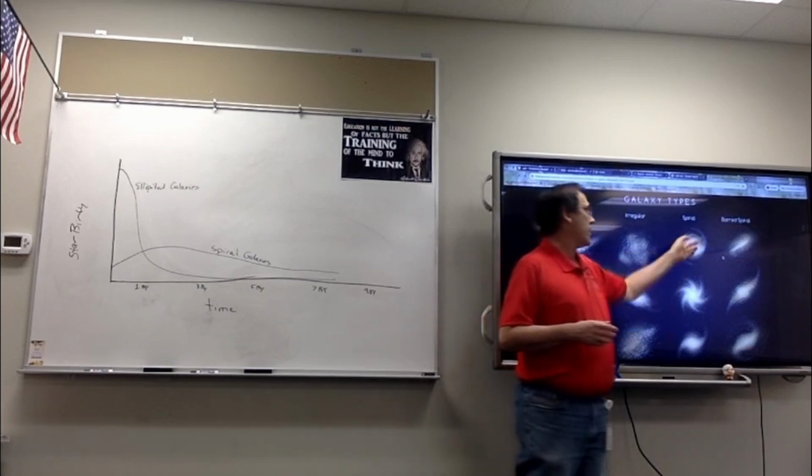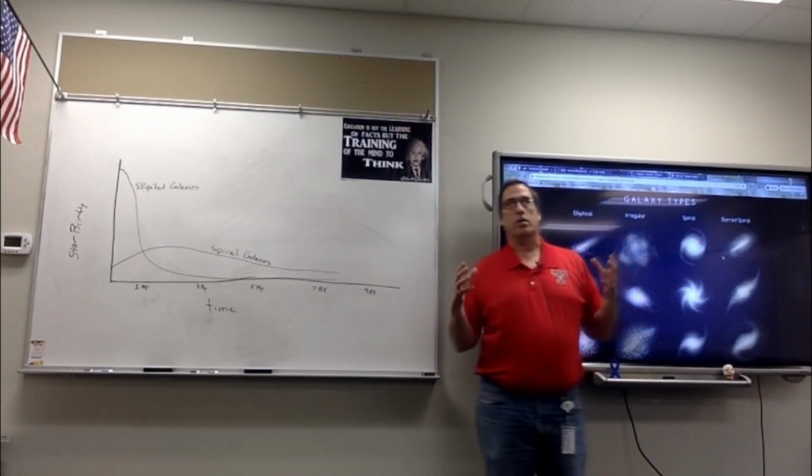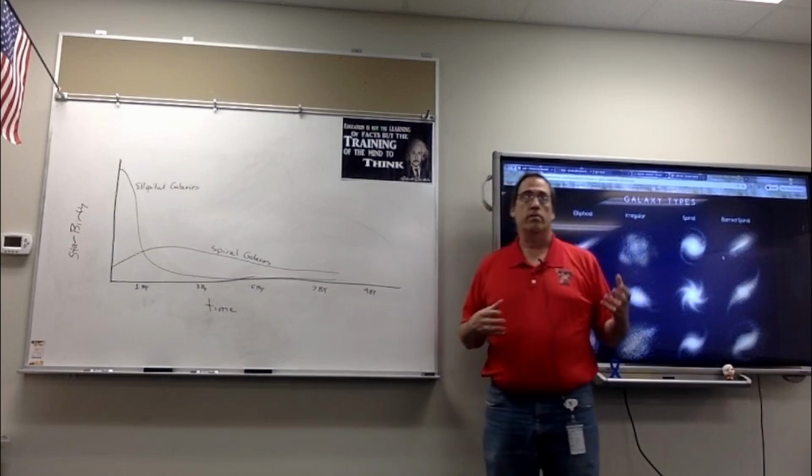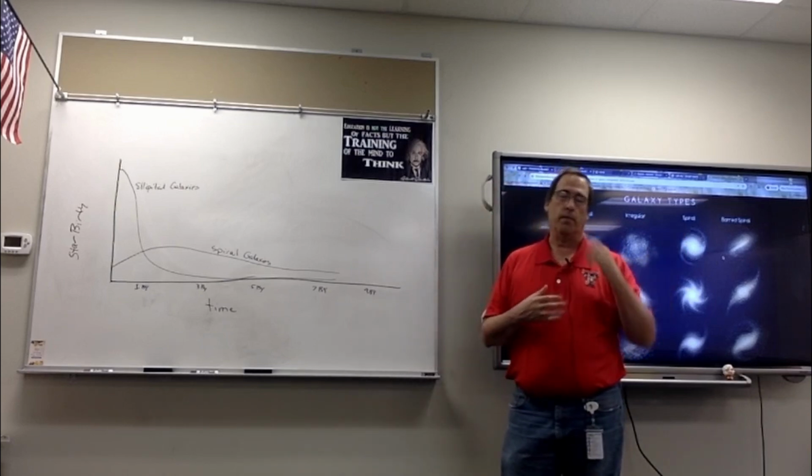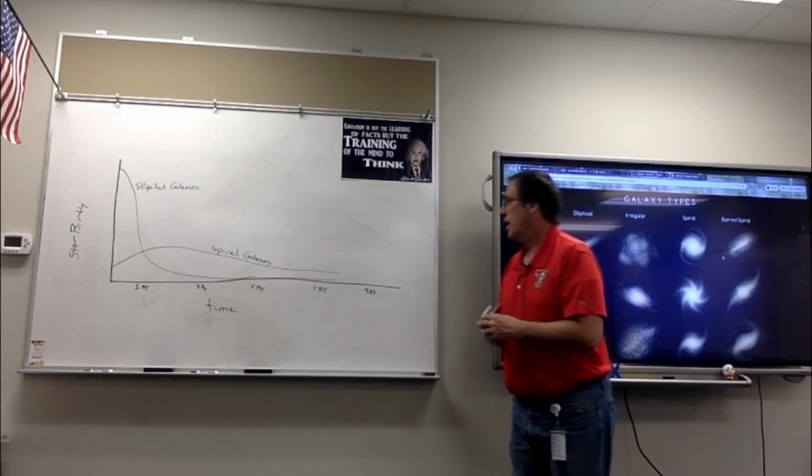Whereas a spiral galaxy hasn't accumulated all that dust in the center as much as a barred galaxy has.